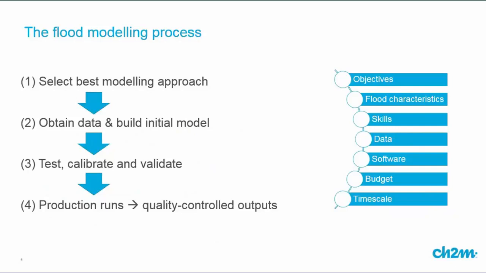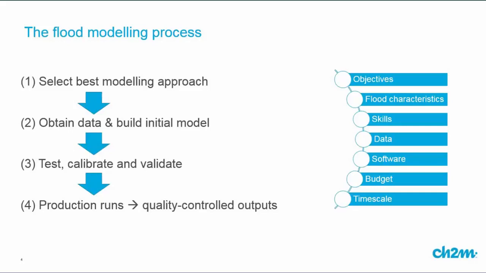The general flood modelling process is shown on the screen here, where we start by thinking about what is the most appropriate approach for a particular issue we're dealing with. We go ahead and obtain data and build our initial model. We test, calibrate and validate it. Then we go on to the production runs and quality control our outputs. Now, this presentation is really focusing on that item number 1 there, selecting the best modelling approach, and it's quite a complicated part of the process really.